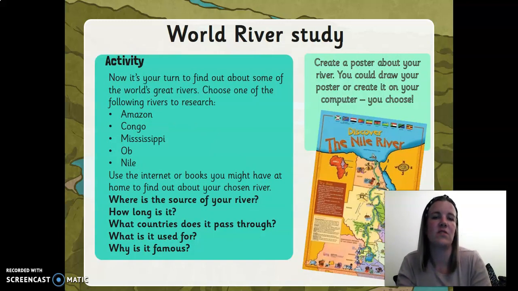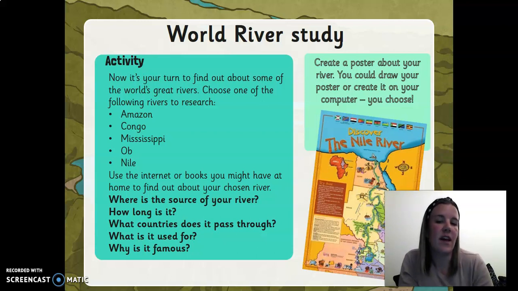So, moving on to your task then for home learning this week, I'd like you to be using the internet this week, or books if you've got non-fiction books at home as well, but I'd like you to choose one of those rivers that we've just looked at. You can choose either the River Amazon, the River Congo, the River Mississippi, the River Ob, or the River Nile. And I want you to use the internet or books if you have them to be able to research as much information as you can find out about your chosen river.